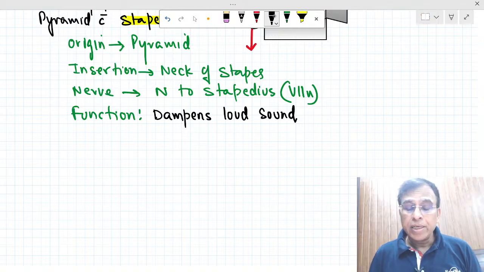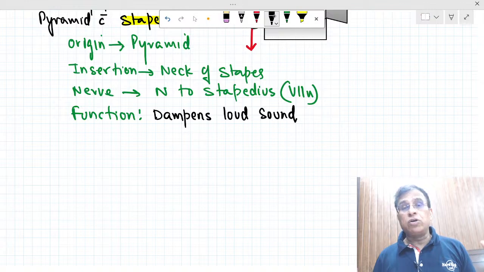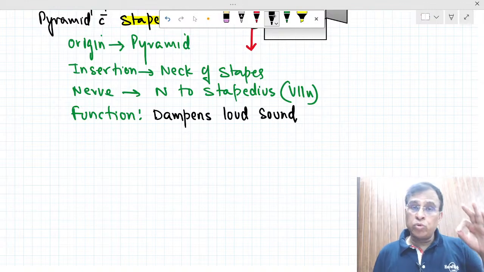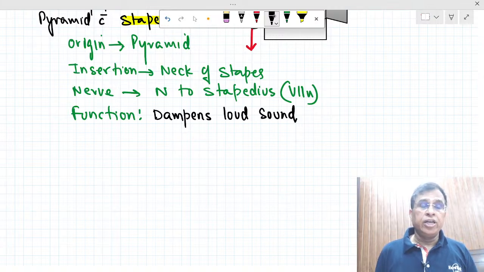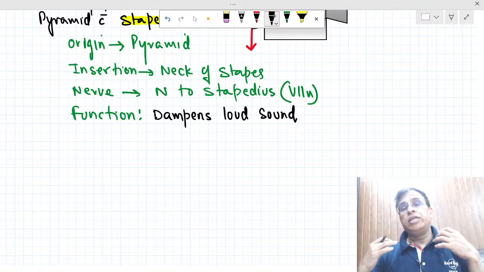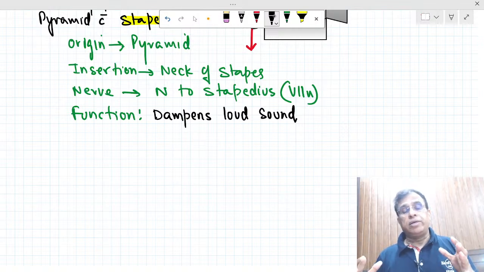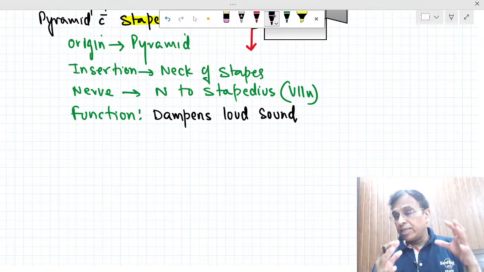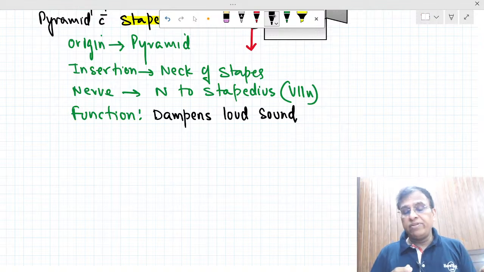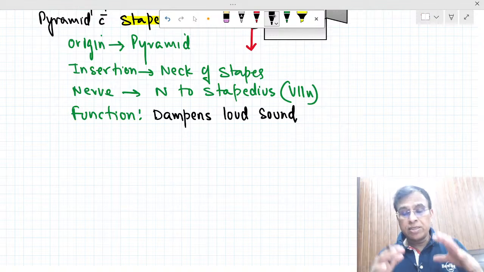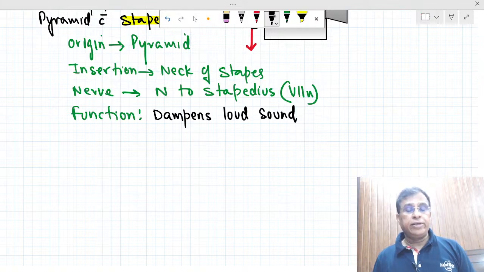Why? Because loud sounds can damage the cochlea. And remember, in the beginning of the day when it started, I told you cochlea is the most important thing for hearing. If cochlea is gone, hearing is gone. Boom. Yes or no? And so there is a protection to the cochlea. And the stapedius muscle is like a protector of the cochlea. If there is a loud sound, it will dampen the sound, so the cochlea is protected.